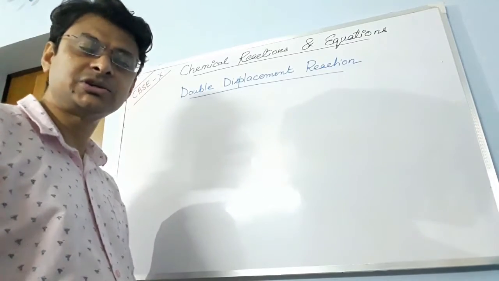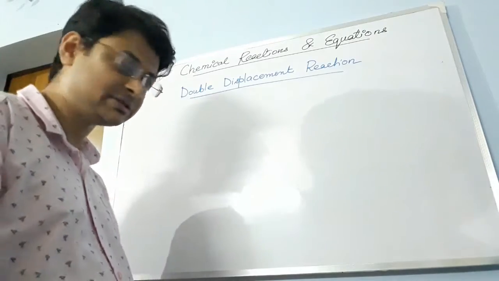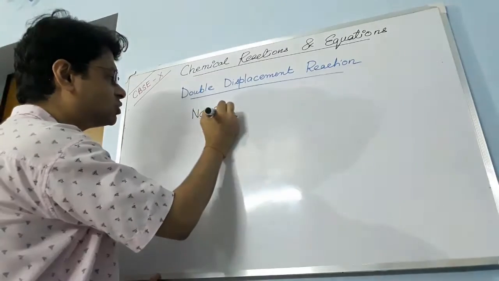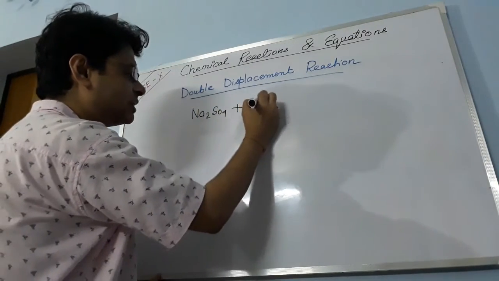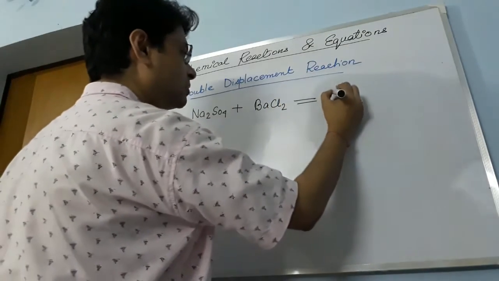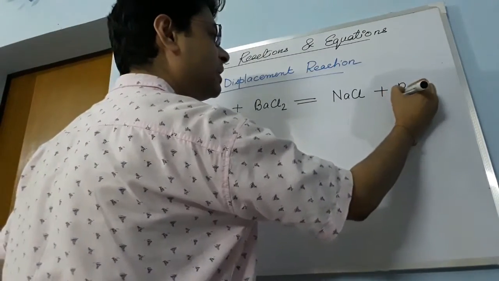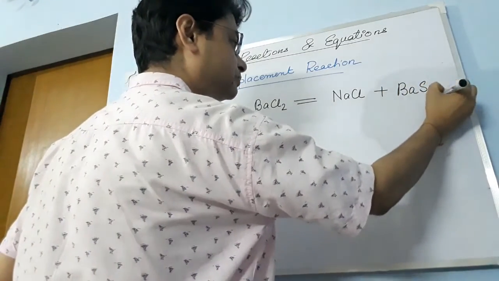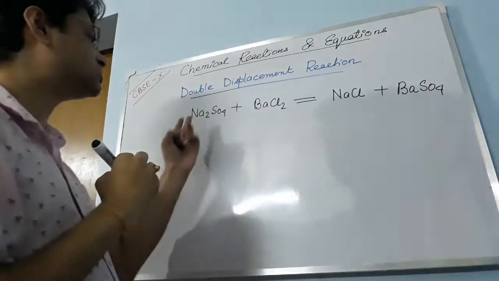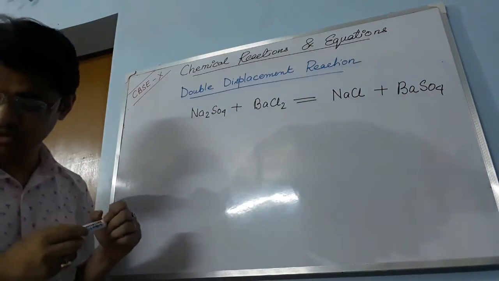Double displacement reaction also we are trying to understand with the help of a very common example. Suppose Na2SO4, sodium sulfate, reacts with barium chloride to form sodium chloride and BaSO4. In this reaction you see the exchange of group is taking place.